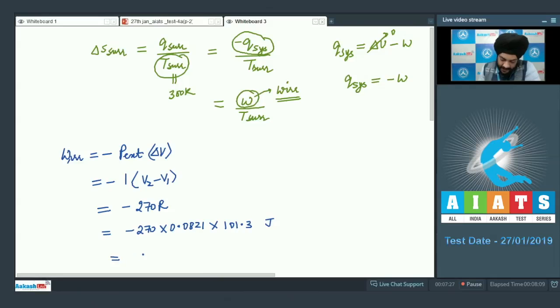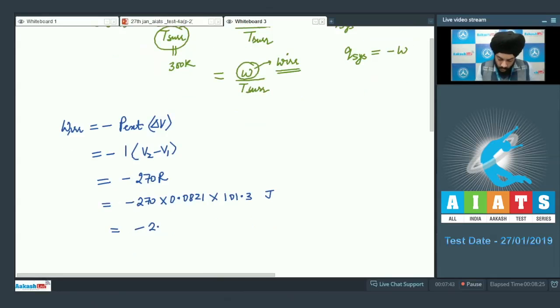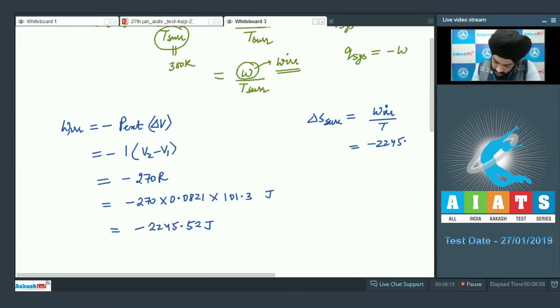So this on simplification will give us a value of minus 2245.52 joules. Now if we talk about delta S surrounding, the value of delta S surrounding shall be equal to W irreversible by T. So W irreversible, we had seen that it was equal to minus 2245.52, and when it is divided by the temperature, which is 300 Kelvin, it will give us a value of approximately minus 7.48 joule per Kelvin.